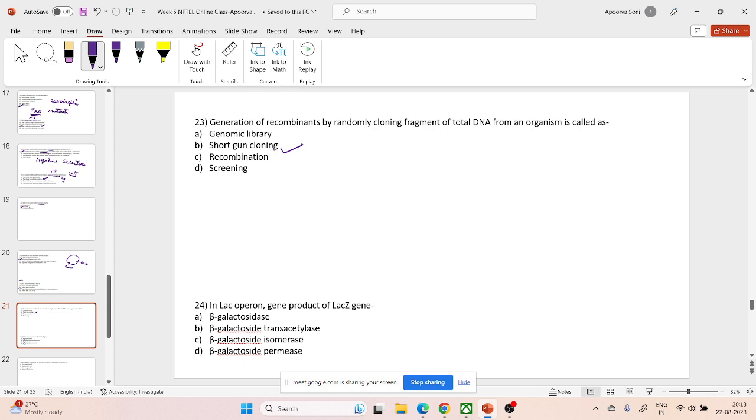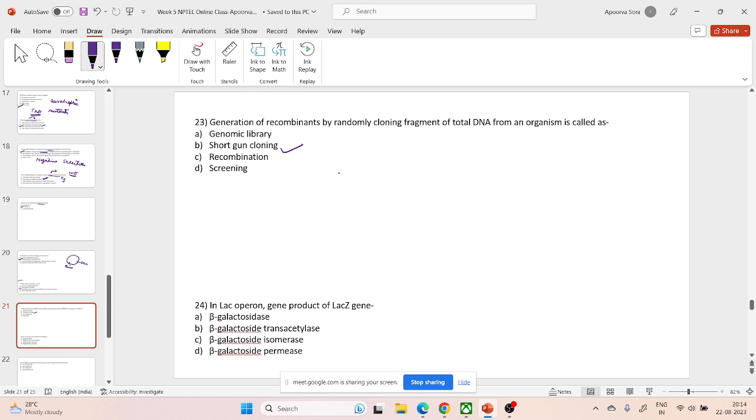Ma'am, for this, can't the genomic library be the answer? I mean, we are creating separate recombinants. Sorry, I couldn't get your question. Ma'am, for this question, can't genomic library be the answer? No, genomic library cannot be the answer. Shotgun cloning is a different kind of cloning. So we will discuss it. I just want to see whether sir is covering this topic or not.